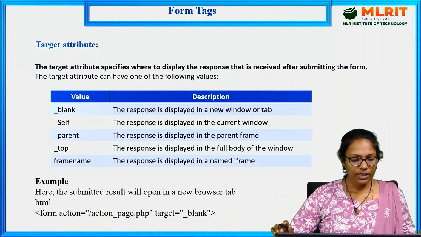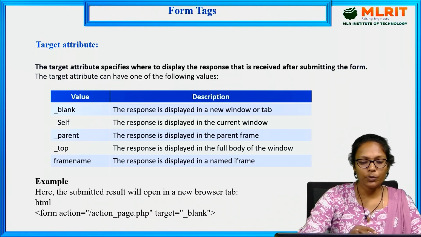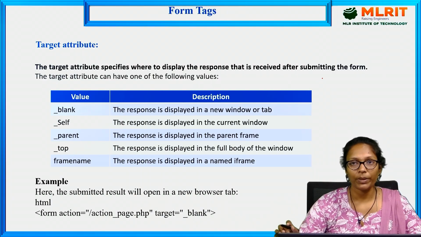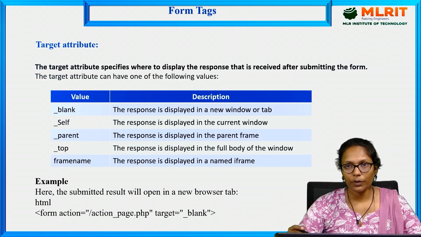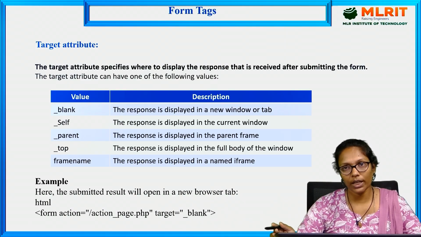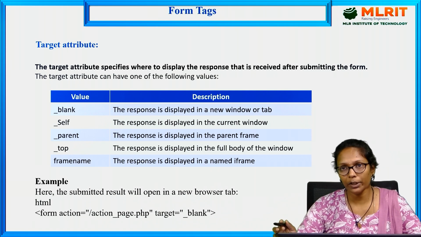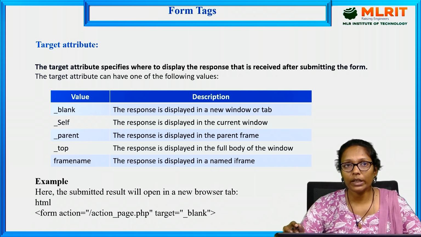So next is the target attribute. The target attribute specifies the way to display the response that is received after submitting the form. Just now we have seen if you are clicking on submit button, automatically it is redirecting to the MLRIT website. But that MLRIT website is opened in the current window itself. It is not opening a new window, right? In the current window itself, it is opening. So if you want to open it in a new window or in a new tab, we have different target attributes here.